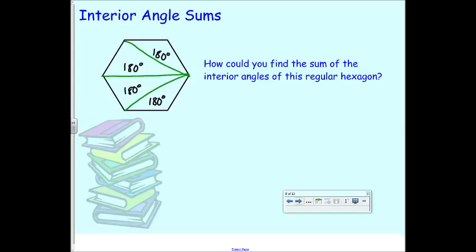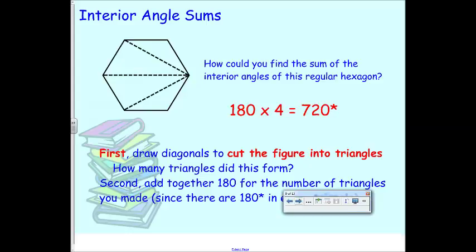So what could I do to find out how many degrees are in the whole thing? Add them up. What would be more efficient than adding them? 180 times 4, which is 7... All right, Miguel. 720. Good. 720. So how many degrees are in that regular hexagon? 720. Okay, so how can you find it? You do 180 times 4. All right, that's good. So we drew the diagonals to cut it into triangles.